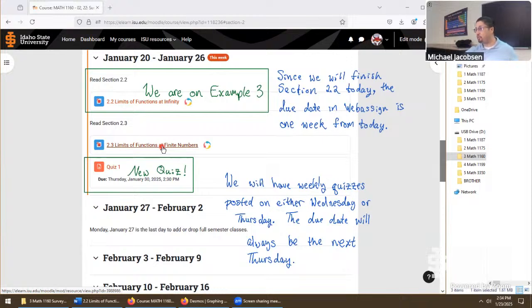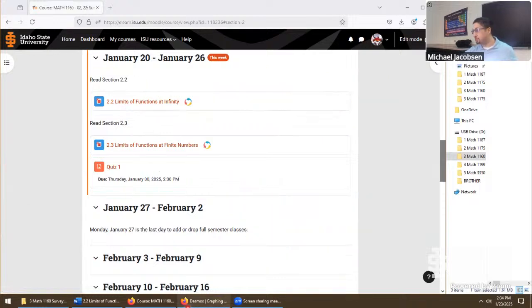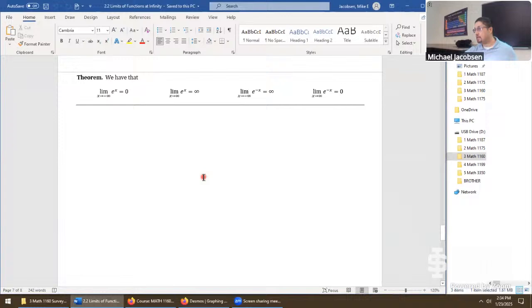In section 2.4, we're going to be using the actual limit laws that came from here for the finite values. So let's get started by squaring away section 2.2. This is where we left off before we went to the weekend last week. This is a pretty vague looking theorem. It just supplies us with 4 different limits.